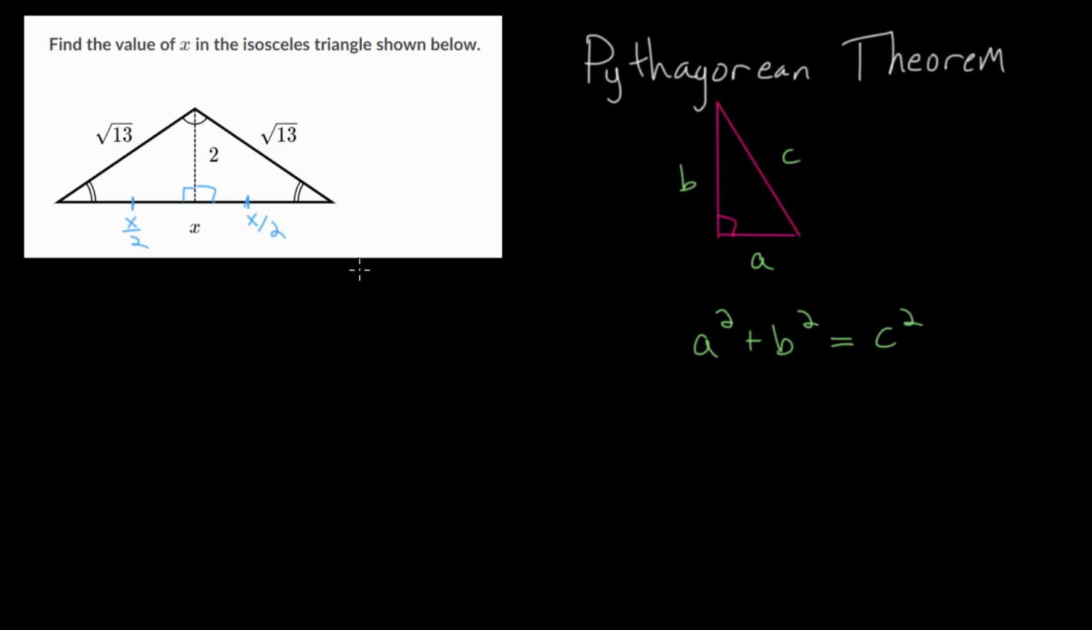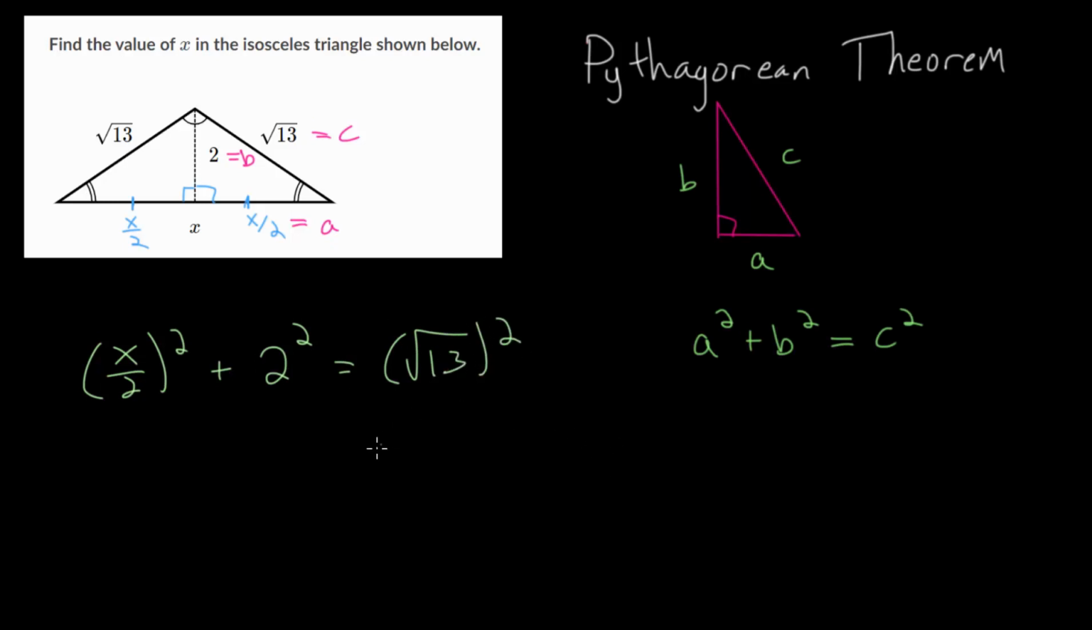So we can choose either triangle we want. Let's just do the one on the right. So let's call this A or B. It doesn't matter. So that makes this one B. And the long side, the hypotenuse, opposite the right angle, that has to be C. So let's set up our relationship. We have that a squared, that's x over 2 squared, plus b squared, that's 2 squared, is equal to c squared. So the square root of 13 squared.